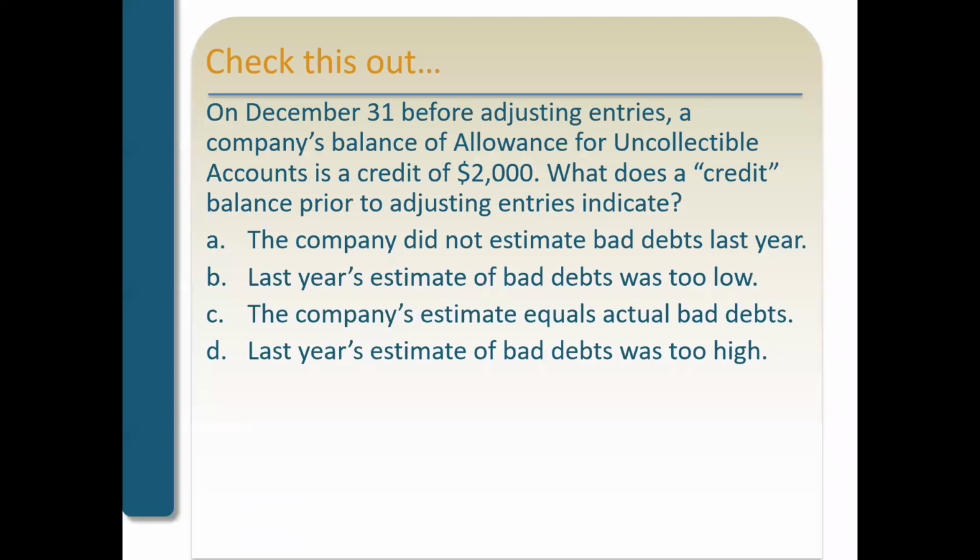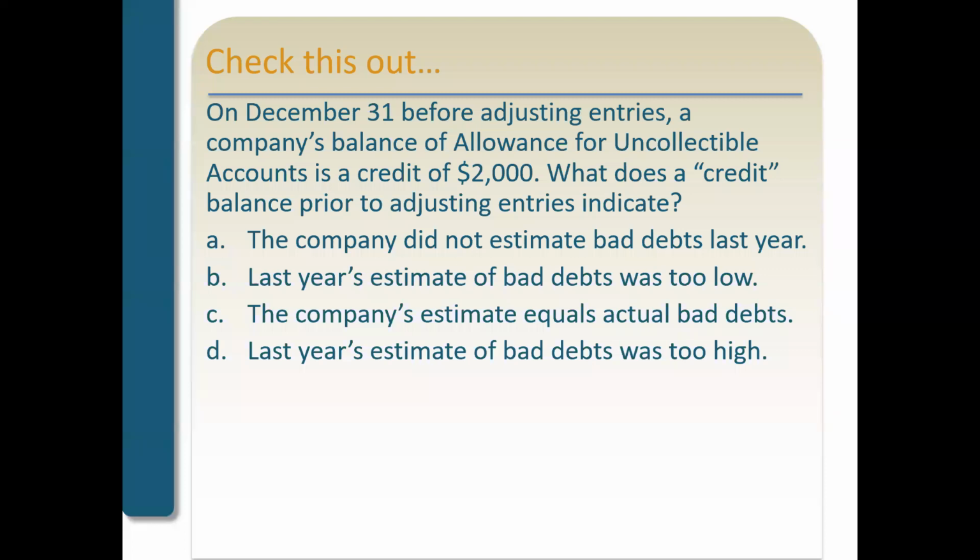Okay. How about this one? On December 31st, before adjusting entries, a company's balance of allowance for uncollectible accounts is a credit of $2,000. What does a credit balance prior to adjusting entries indicate? The company did not estimate bad debt expense last year. Last year's estimate of bad debts was too low. The company's estimate equals actual bad debt expense, or last year's estimate of bad debts was too high.